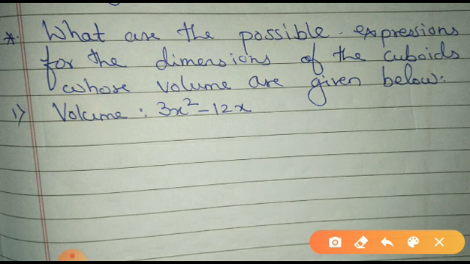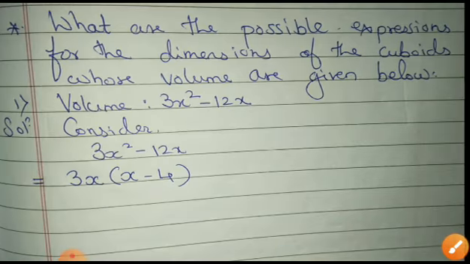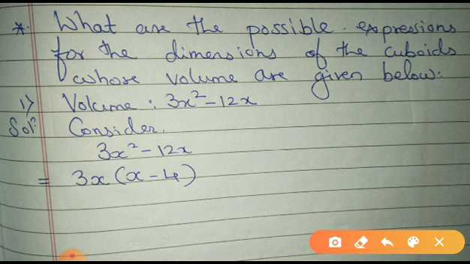Now that means I have to factorize the given polynomial. It is 3x square minus 12x. Since I have to factorize it, first what to check? Check whether I can take anything common from the whole polynomial. Yes. See here it is 3x square minus 12x. So can I take 3x as a common factor? So I will get it as 3x into x minus 4.